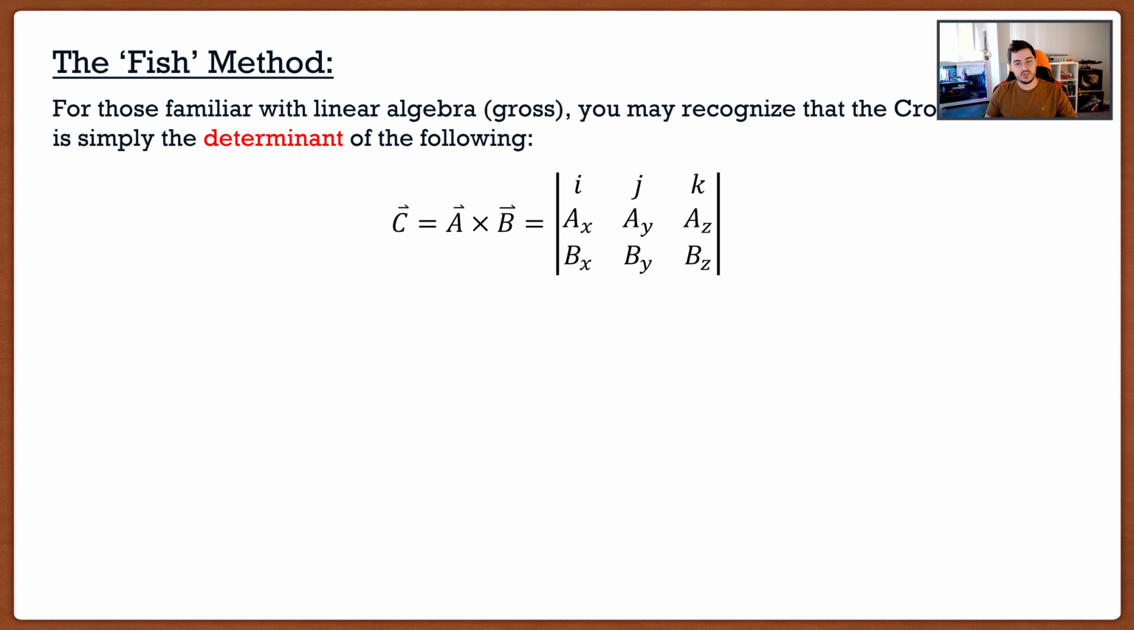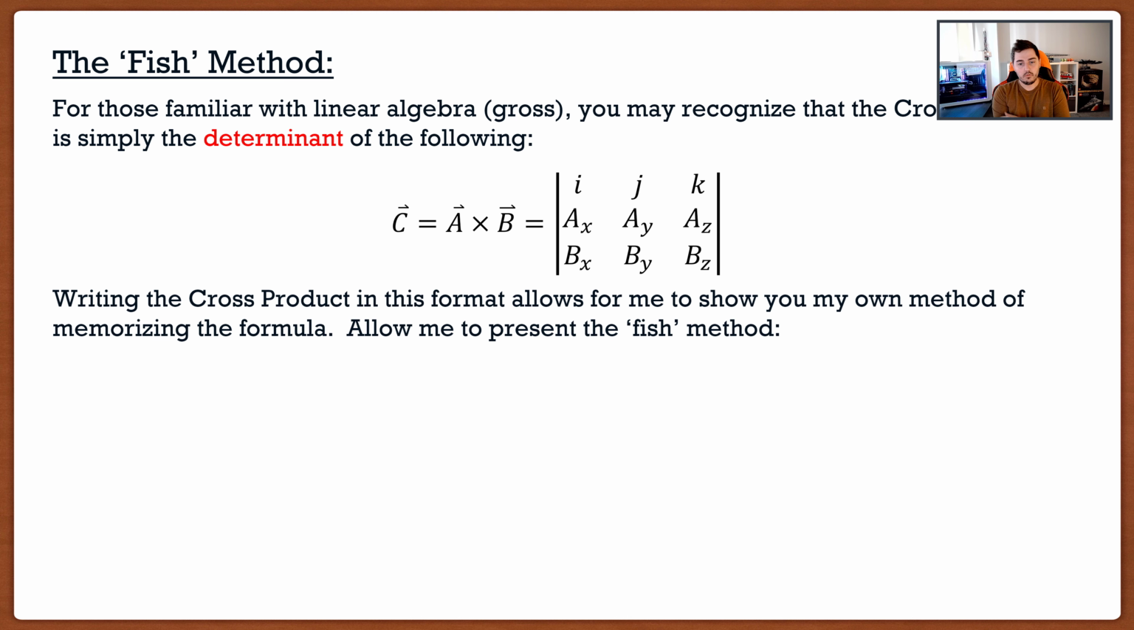But we can actually write this in a very specific way. Now what I'm going to do is write it like this because this is how I'm going to show you my own little fish method. Now you're saying, fish method, this sounds like a joke. Well, yes, it's kind of a joke. It's a trolley method, but it works. So writing the cross product in this specific way, with three rows and three columns, allows me to use my fish method.